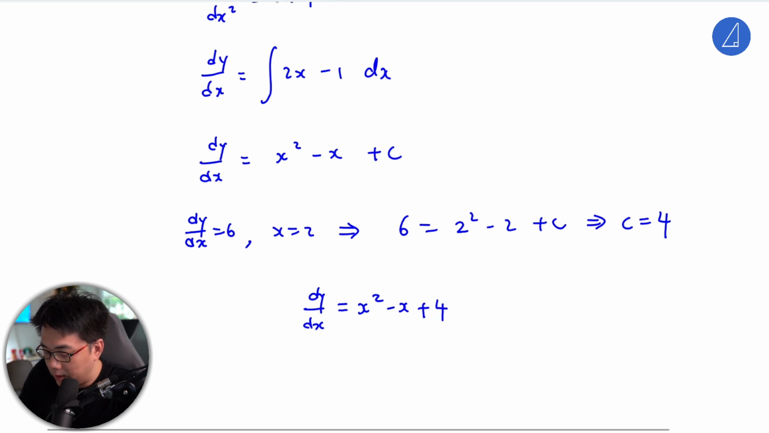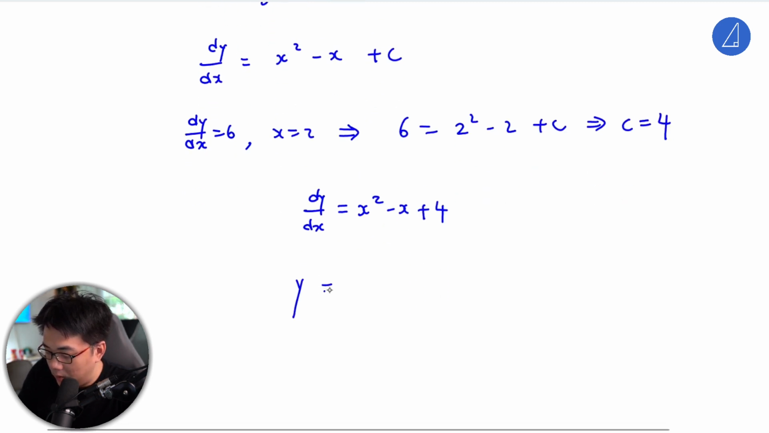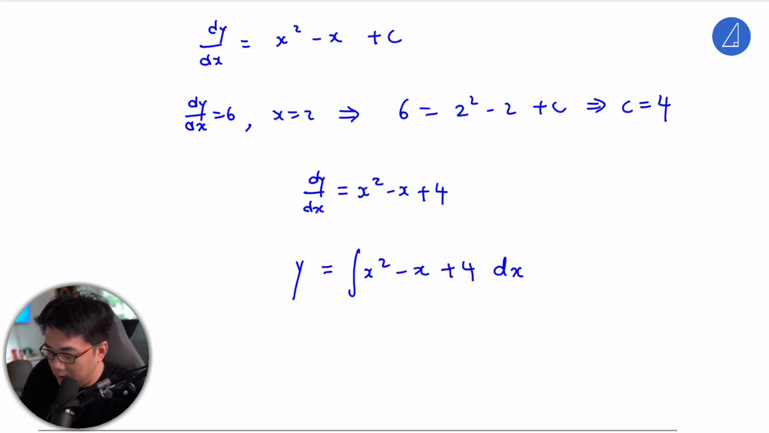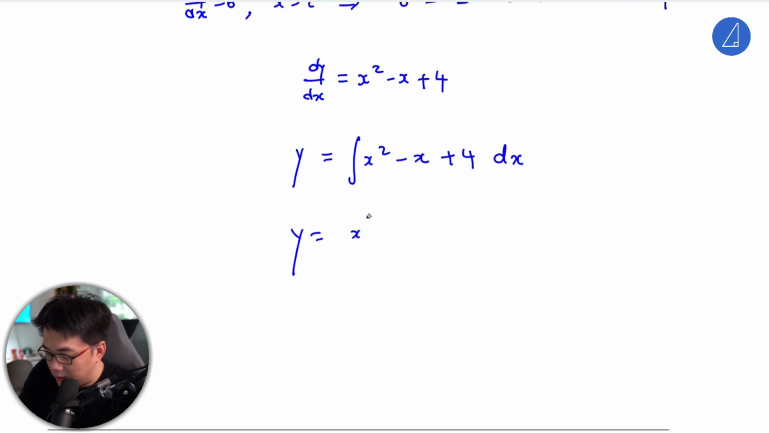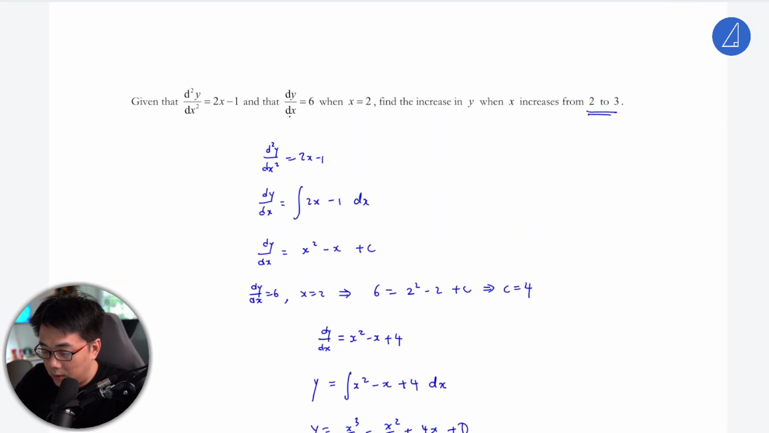Okay, great. So now what you're going to do is just find y. Just integrate it: x squared minus x plus 4 dx. And what we get is y equals x cubed over 3 minus x squared over 2 plus 4x plus d. Now this d is not so important, because what we need to know is the increase in y when x is from 2 to 3.